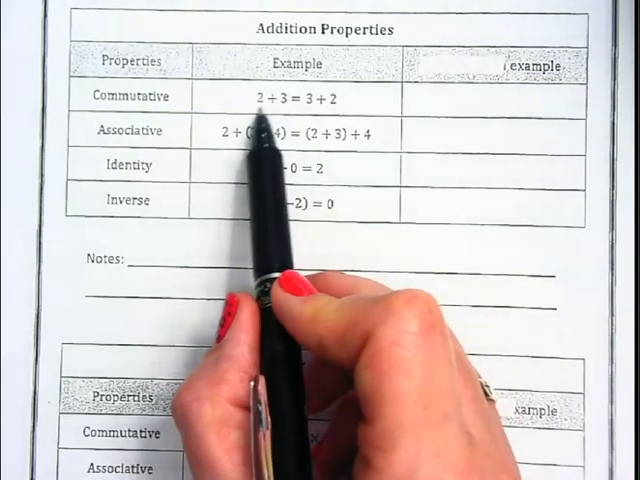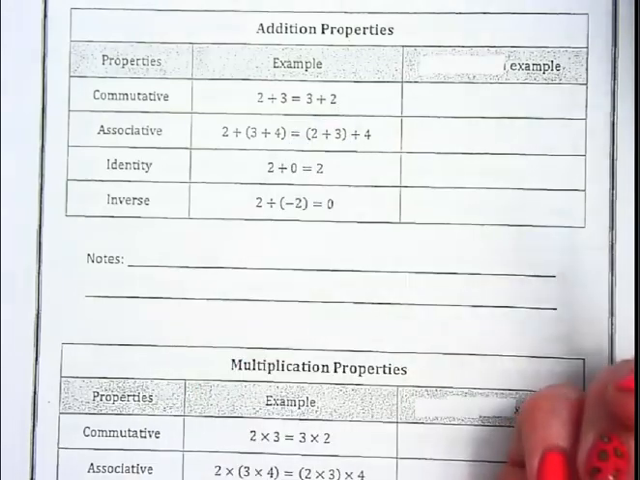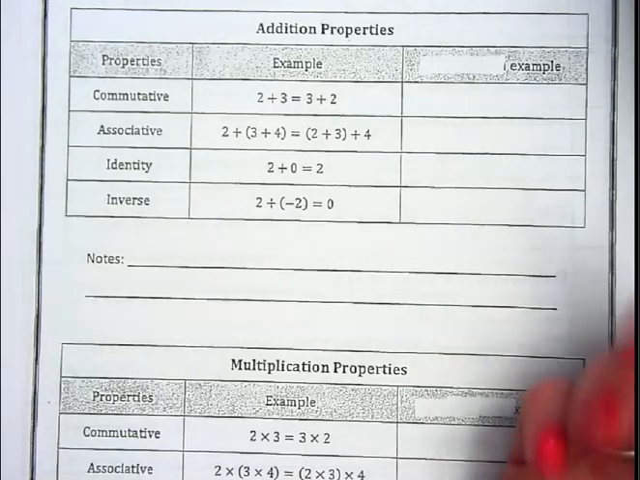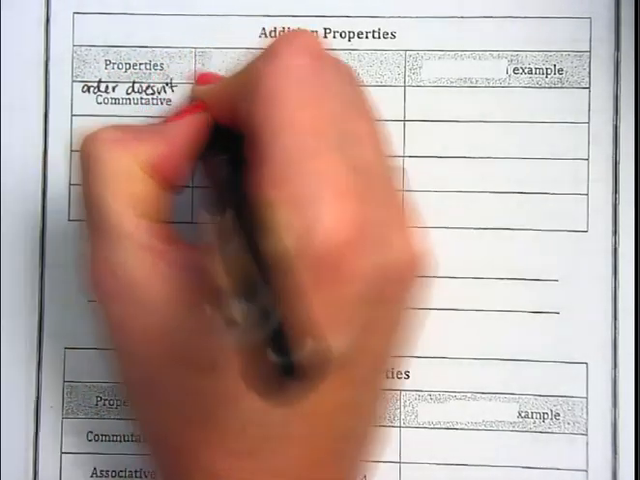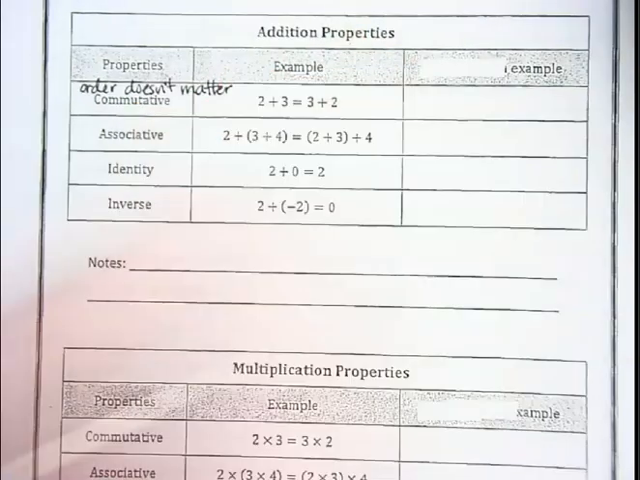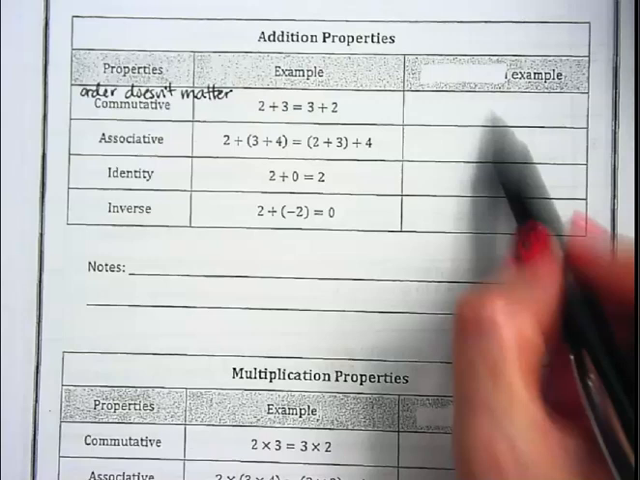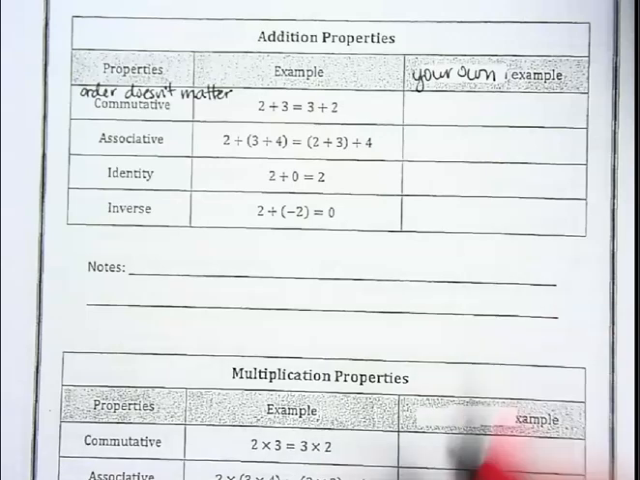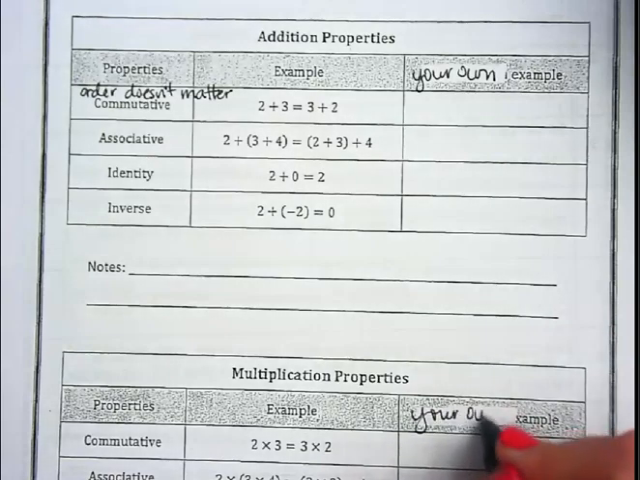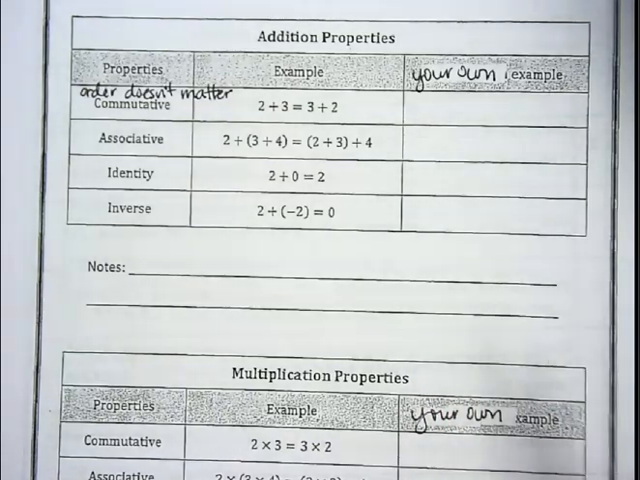So whether 2 is listed before 3 or 3 is listed before 2, because this is addition, we'll get the same answer. So basically, commutative property says that the order doesn't matter when you're adding. And then this column over here is just to write your own example. And I'll ask you to pause the video in a moment and take a minute and write your own.